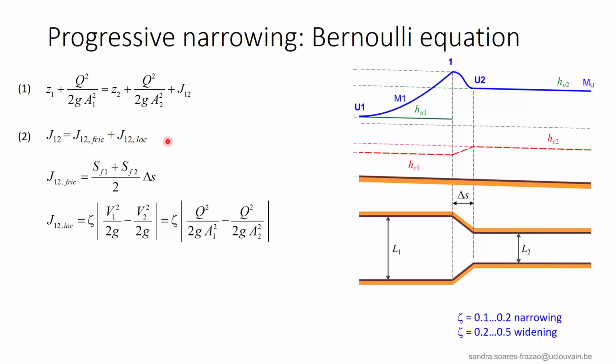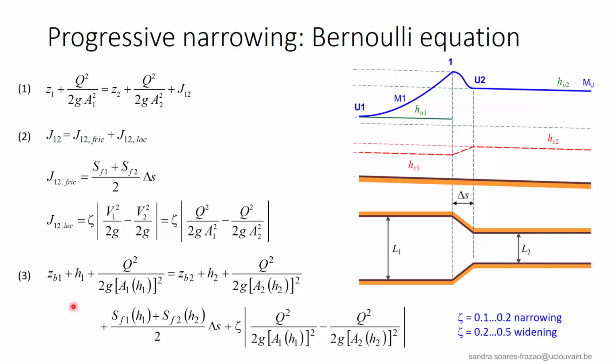We will have to consider the friction losses and local losses, this latter being precisely due to the change in cross-section width. So the local losses are expressed like this, and the head loss coefficient zeta takes the values indicated here. We see that it is more important in the case of a flow deceleration that implies a dispersive flow.